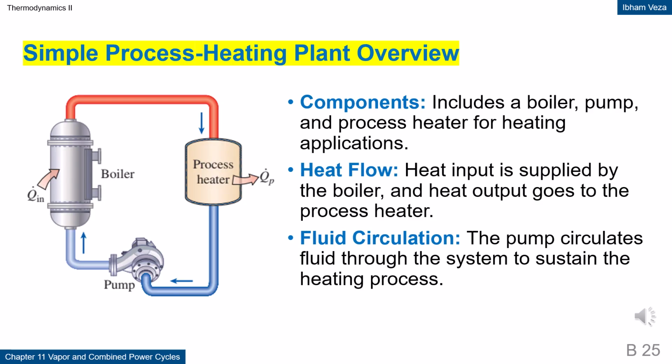Simple process heating plant overview. This system shows an application of a steam cycle that does not focus on electricity generation, but on process heat utilization. Thermal energy from the boiler is used directly by the process heater.